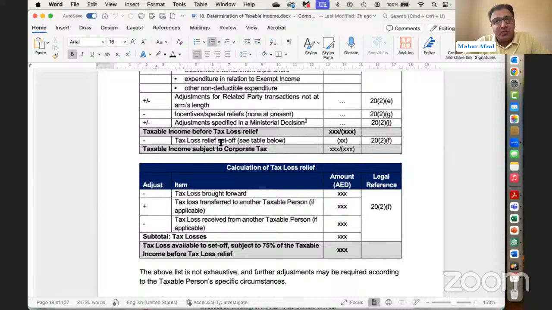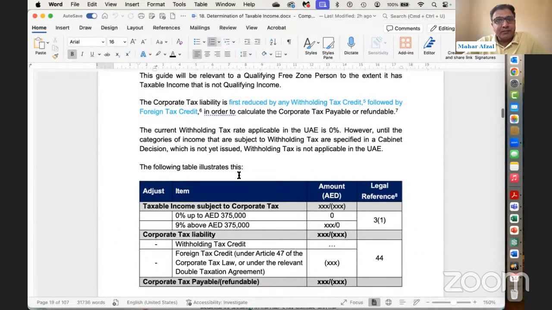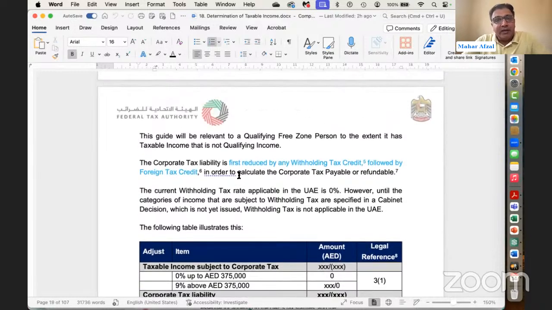This is a template that you need to follow while calculating your taxable income. We'll look into various case studies as well, for the application of this template. One important thing they have given here: suppose you have calculated your taxable income and, based upon this, you apply the tax. Then, out of the payable, first of all, withholding tax will be adjusted. Then it will be followed by the foreign tax credit. So withholding tax, if any, is adjusted first, then foreign tax will be adjusted.